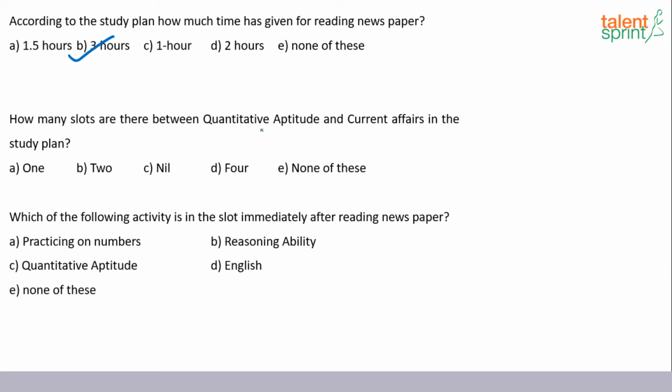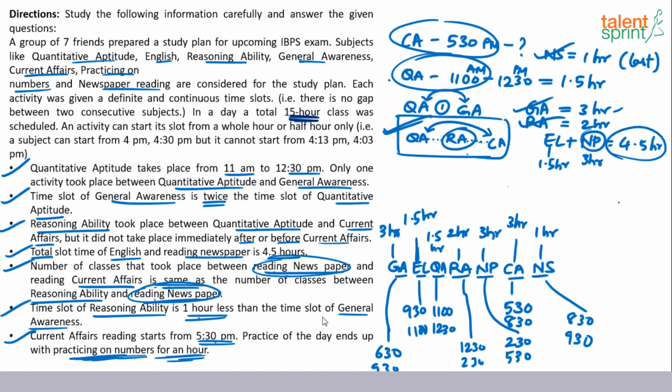How many slots are there between QA and current affairs? QA is here. Current affairs is here. How many slots are there between them? 2 slots. RA and NP.